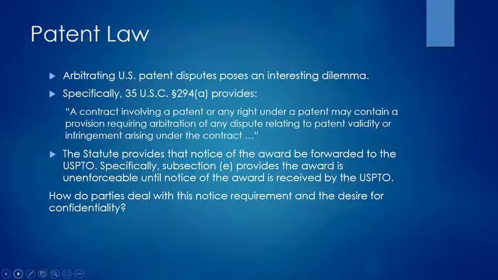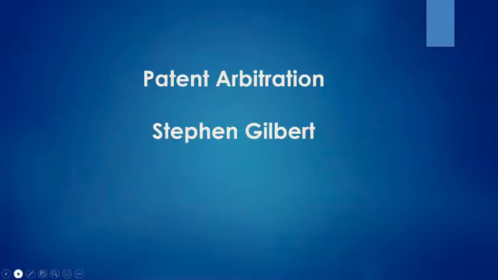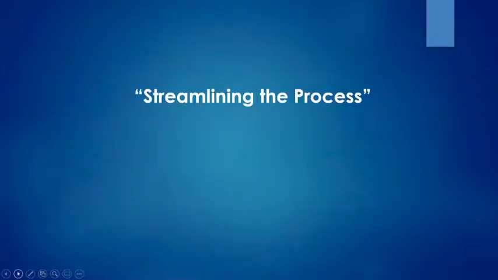Out of abundance of time here, we would be remiss not to bring up any examples that involve patent law. What happens with patent cases, as you can see on the slide, is there's a statute that provides that if you have an arbitration award that involved the patent, it must be filed with the patent office. So the question here becomes, how do parties deal with this notice requirement and the desire to create confidentiality? You don't want necessarily your competitors to know that this arbitration even occurred. Steve? Yeah, again, in the interest of time, all right, 35 U.S.C.